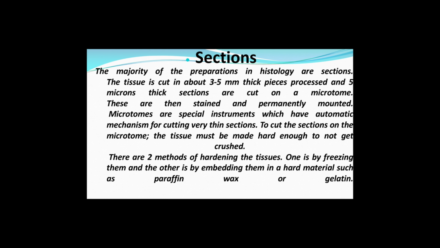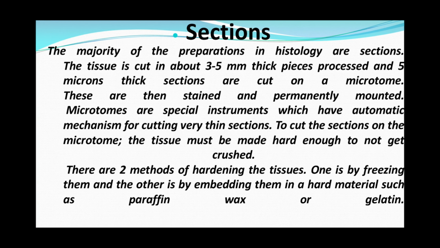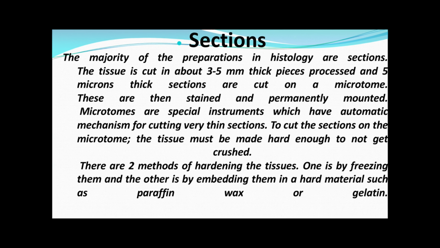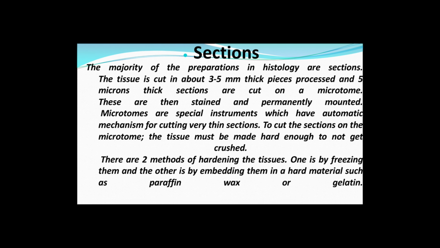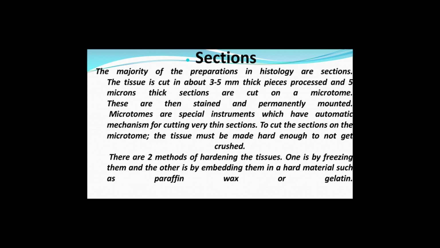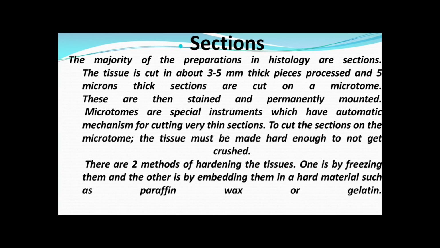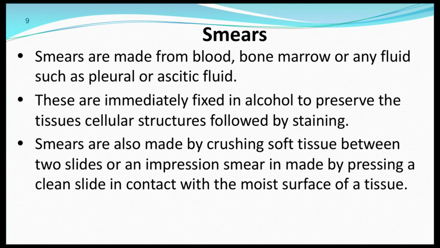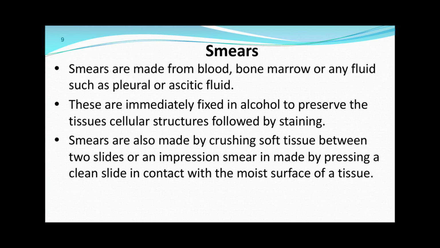The microtomes are special instruments which have an automatic mechanism for cutting very thin sections. To cut the sections on the microtome, the tissue must be made hard enough to not get crushed. There are two methods of hardening tissue. One is by freezing them and the other is by embedding them in a hard material such as paraffin wax or gelatin.